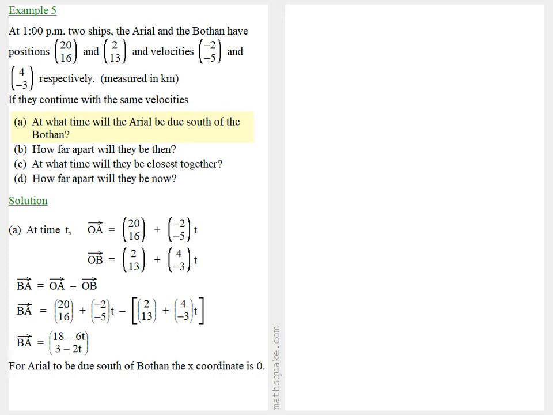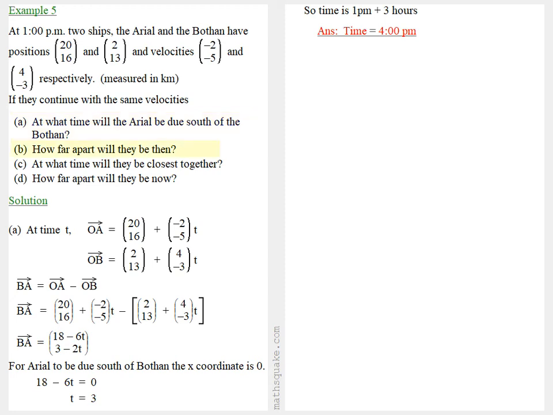Now for Ariel to be due south of Bothon, the x-coordinate of BA must be 0. So 18 - 6t equals 0, so t equals 3. So the time is 1 p.m. plus 3 hours, which means the time will be 4 p.m.